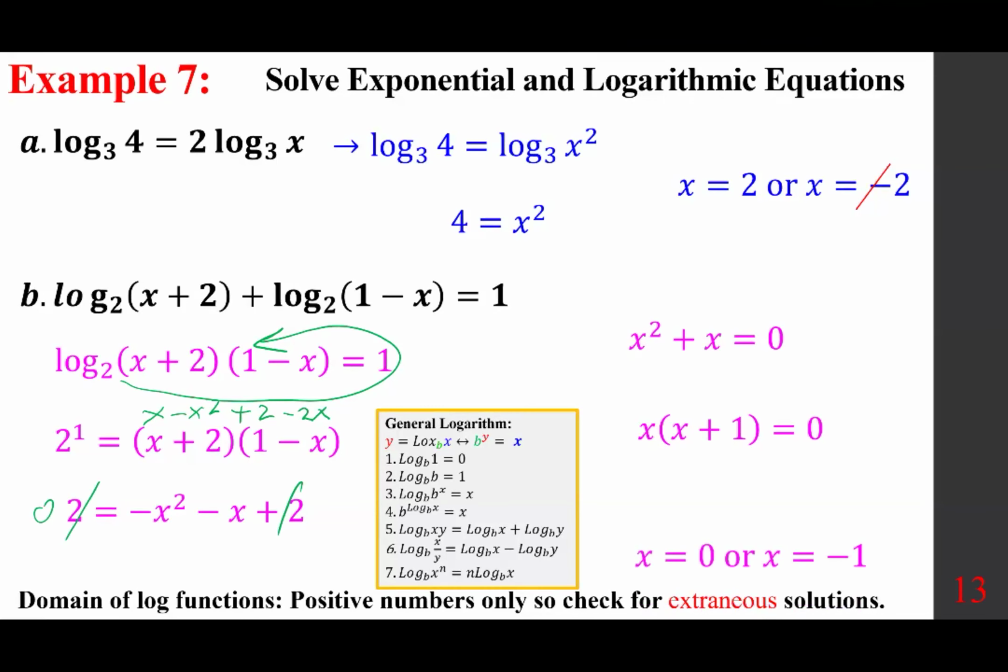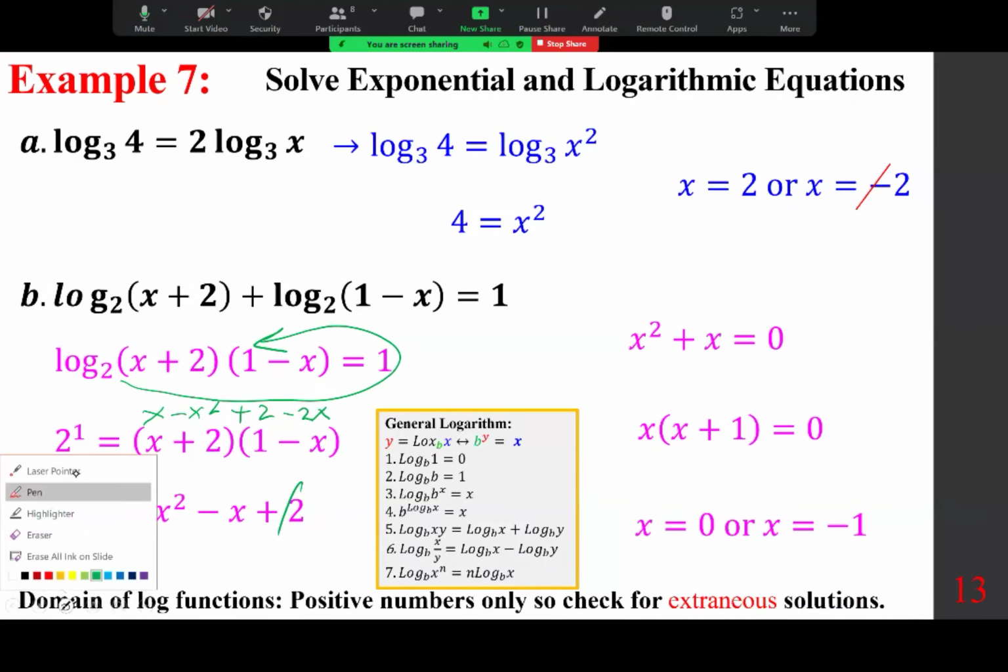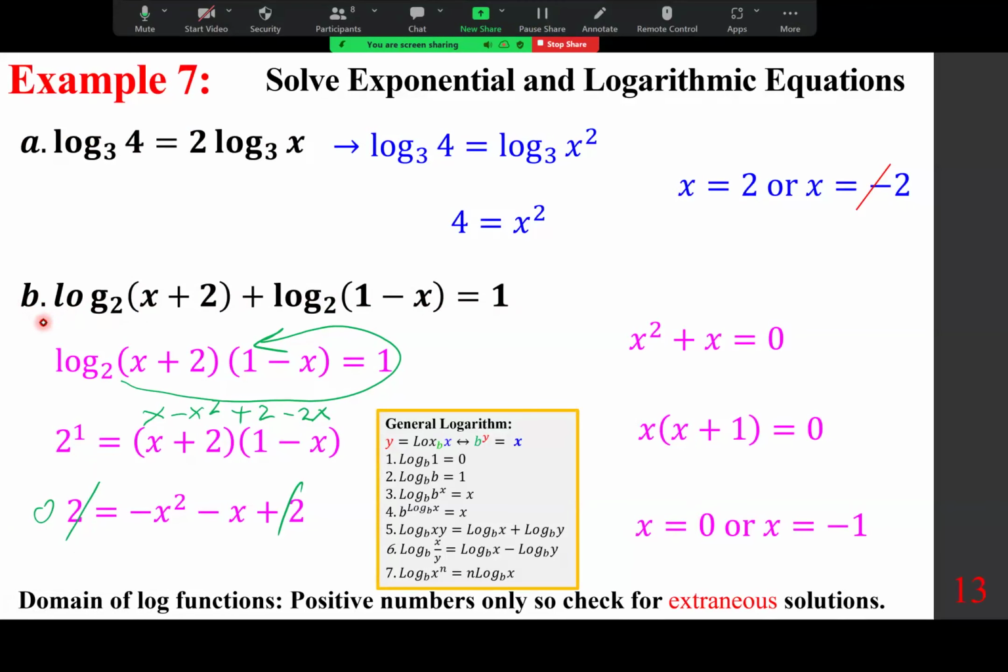X is either 0 or negative 1. So let's go back to the original equation, part B. If x is 0, 0 plus 0 makes this one positive 2, so far so good. 0 makes this positive 1, so far so good. So 0 is fine. Let's go with negative 1.